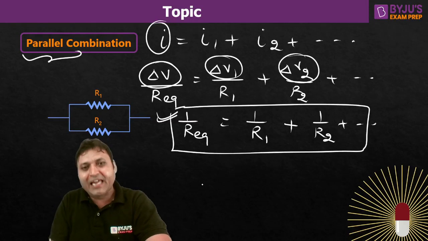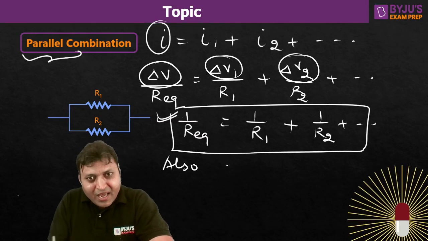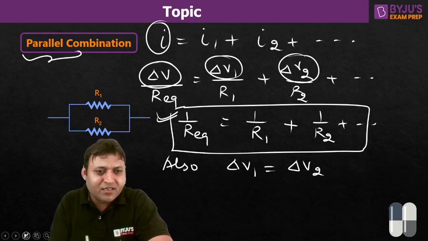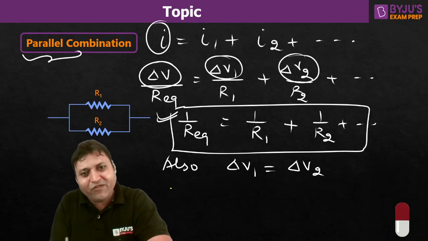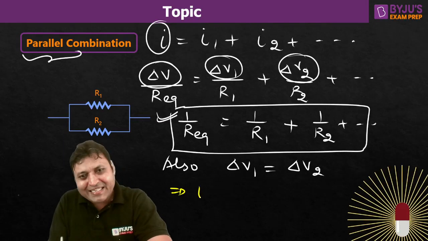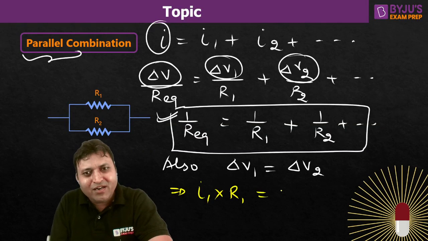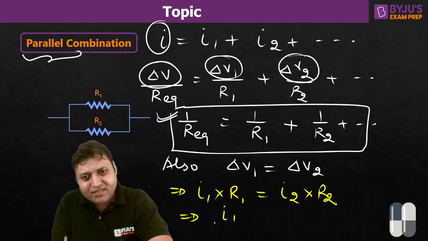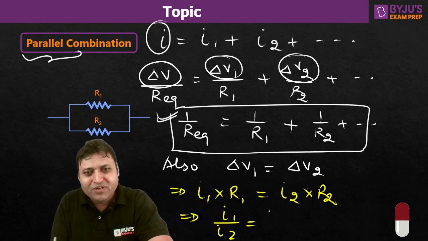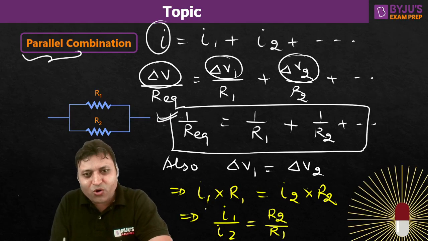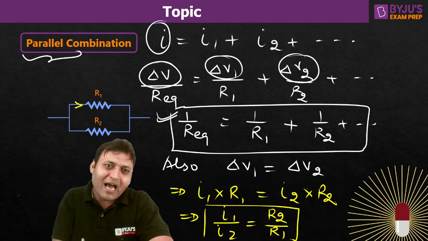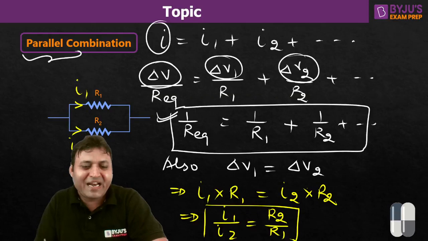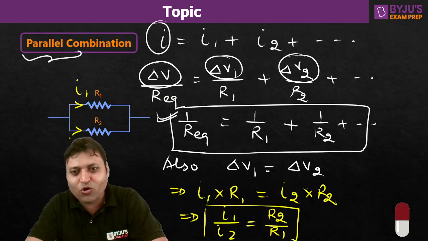That is how we can find out the equivalent resistance for the circuit diagram where the resistances are connected in parallel. Also, as we know, delta V1 is equal to delta V2. What does that mean? If delta V1 is equal to delta V2, we can write from Ohm's law, I1 into R1 should be equal to I2 into R2. Isn't it? What is the ratio of I1 by I2? That is R2 by R1. The ratio of currents I1, I2 will be equal to the ratio of reciprocal of the corresponding resistances.